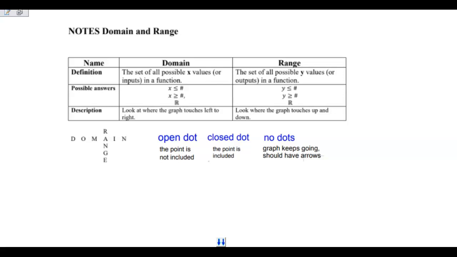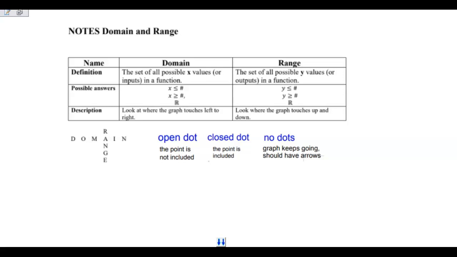Hello, today we're going to be working with domain and range in graphs. Domain is the set of all possible x values, or the input in a function. X can be less than or equal to a number, it can be greater than or equal to a number, or it can go from negative infinity to positive infinity.